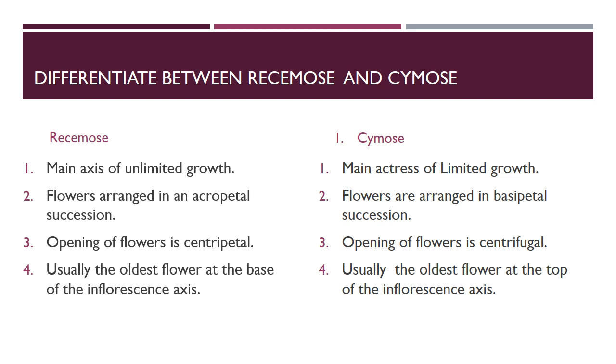Okay, can you understand? First point is a key point: unlimited growth, limited growth. Then second point, acropetal succession here, basipetal succession there. Then racemose, centripetal, and in cymose, centrifugal. Then in racemose, oldest flower at the base, and in cymose, oldest flower at the top. So underline the key points. While you study, remember only the key points, then you can learn easily. This is an easy question, so study it very well.